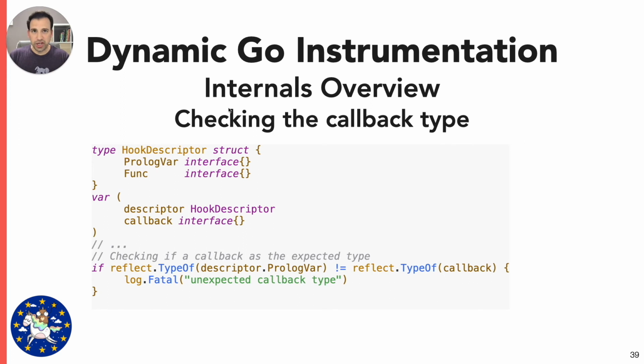Now, in order to check the callback type and check if it is compatible with a given prolog variable, it's a matter of comparing the type of the prolog variable with the type of the callback interface value. When different, it means that the types are not compatible.